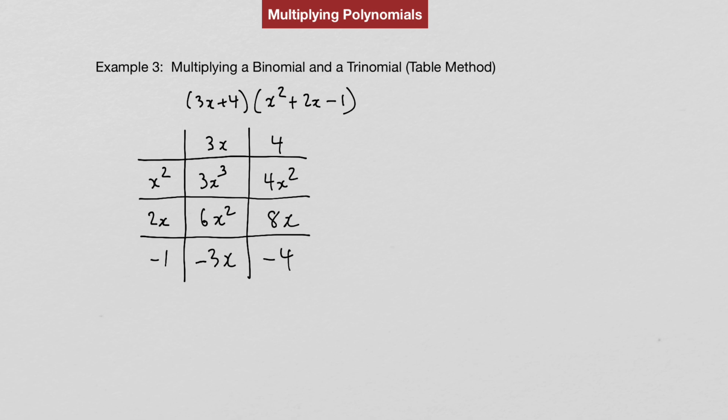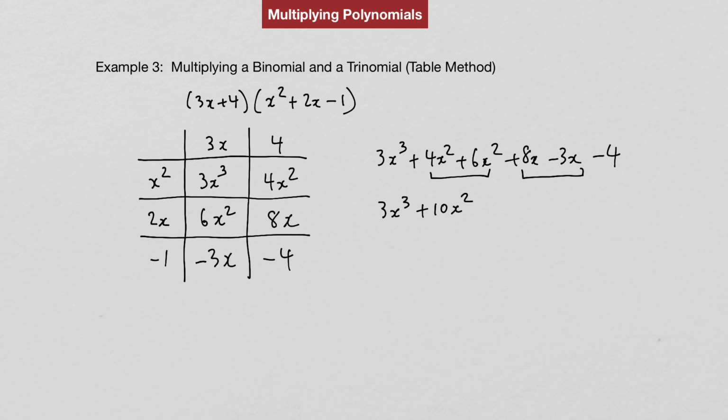If we write out all of the components, we get 3x cubed plus 4x squared plus 6x squared plus 8x minus 3x minus 4. We can combine these like terms, and when we do, we get 3x cubed plus 10x squared plus 5x minus 4. And this is our answer when we multiply the binomial 3x plus 4 times the trinomial x squared plus 2x minus 1. So that's the table method.